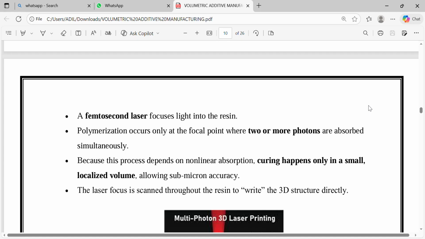The working principle of multi-photon volumetric printing is that a femtosecond laser focuses light into the resin. The polymerization occurs only at the focal point where two or more photons are absorbed simultaneously. Because this process depends on nonlinear absorption, curing happens only in a small, localized volume, allowing submicron accuracy. The laser focus is scanned throughout the resin to write the 3D structure directly.